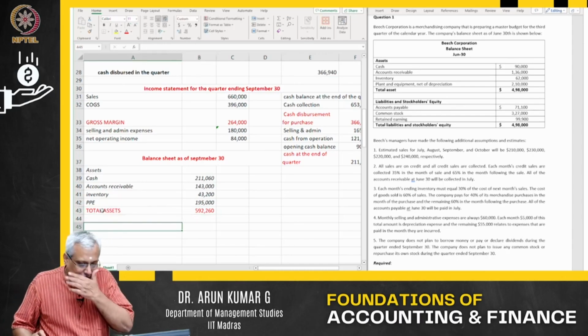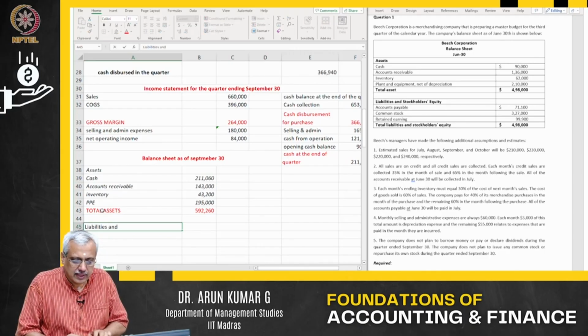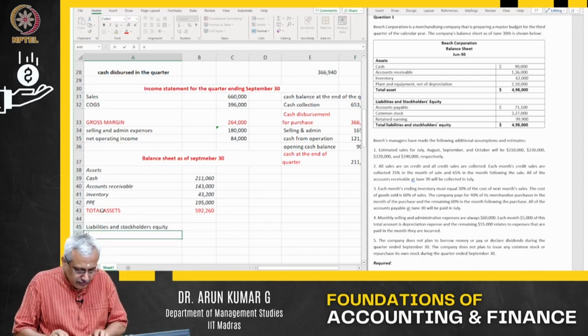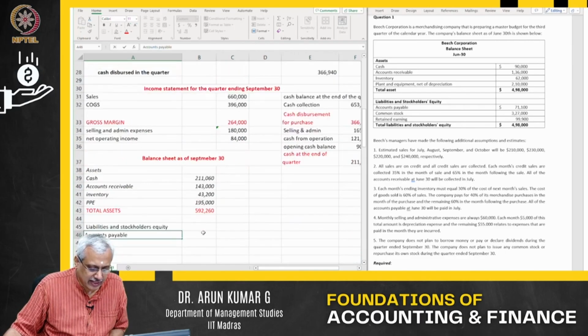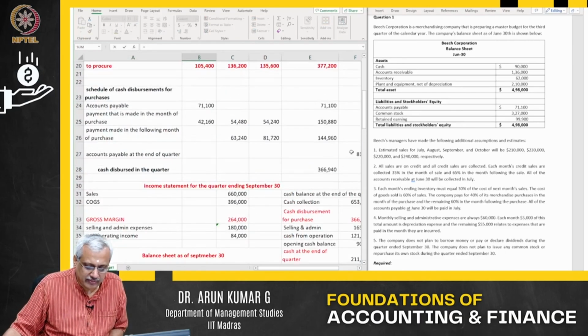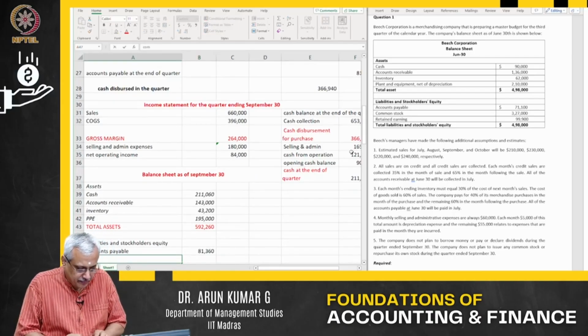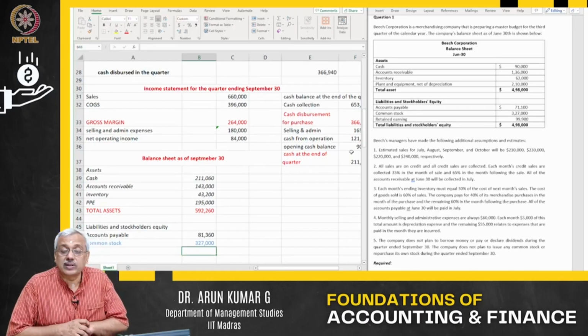Let us look at my liabilities and stockholders' equity out here. Accounts payable. We did have our accounts payable at the end of the quarter calculated out here. Let's go and look at that figure. My common stock. What is my common stock? My common stock remains the same, 327,000, because there has been no issue or anything.